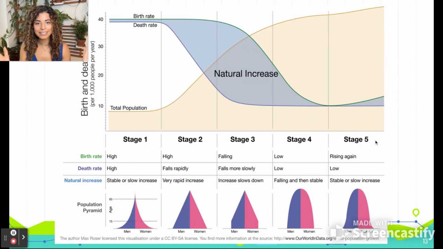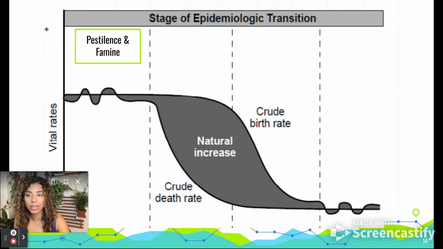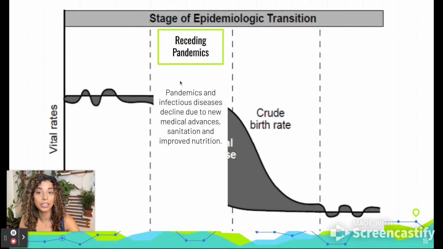So here it is in its entirety, stages 1 through 5. And as you can see, the different population pyramid shapes that correspond with these different stages. So in terms of epidemiologic transition, in stage 1, pestilence and famine, we don't really struggle with these nearly as much as we used to. So diseases, going hungry doesn't happen nearly as much.